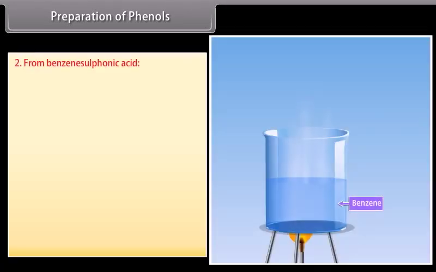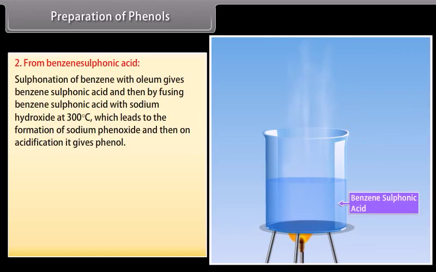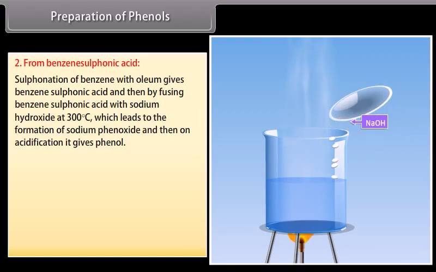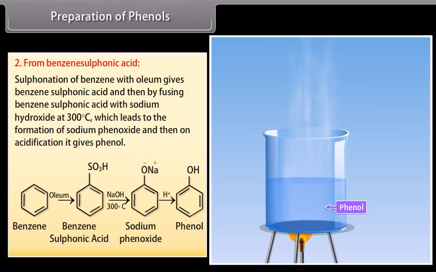From benzene sulfonic acid. Sulfonation of benzene with oleum gives benzene sulfonic acid, and then fusing benzene sulfonic acid with sodium hydroxide at 300 degrees Celsius leads to the formation of sodium phenoxide, and on acidification, it gives phenol. Benzene is sulfonated using oleum to form benzene sulfonic acid, and then on heating with sodium hydroxide, it forms sodium phenoxide. On acidification of the solution, it results in phenol.